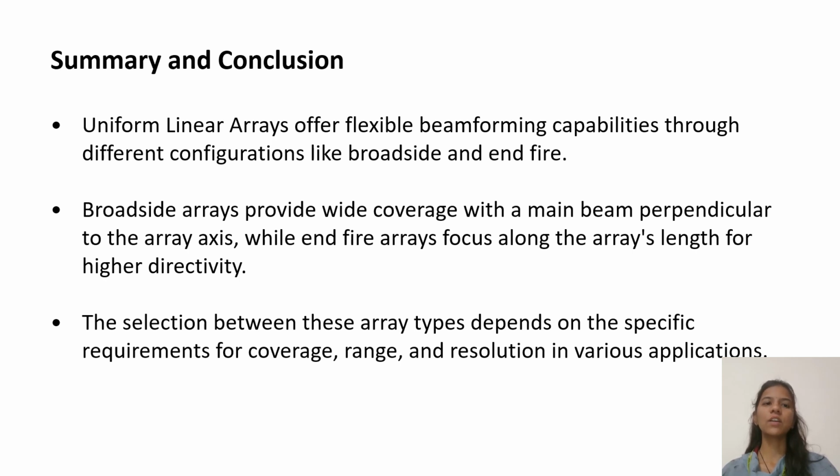Summary and conclusion. Uniform linear arrays offer flexible beamforming capabilities through different configurations like broadside and endfire. Broadside arrays provide wide coverage with a main lobe perpendicular to the array axis, while endfire arrays focus along the array axis for higher directivity. The selection between these array types depends on the specific requirements for coverage, range, and resolution in various applications.